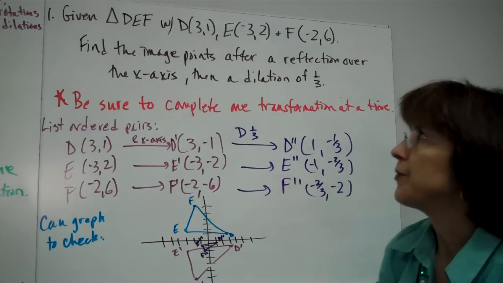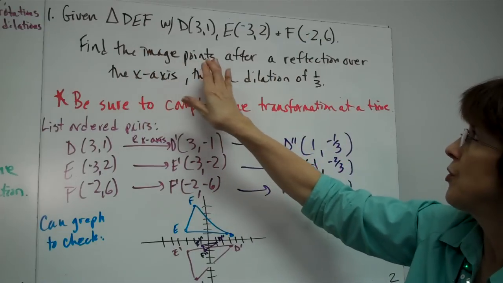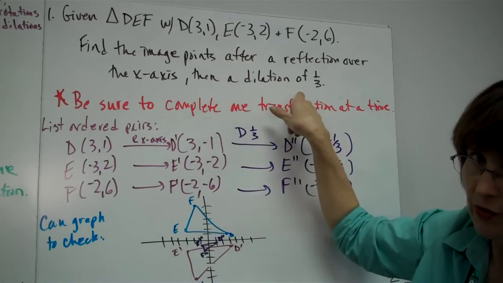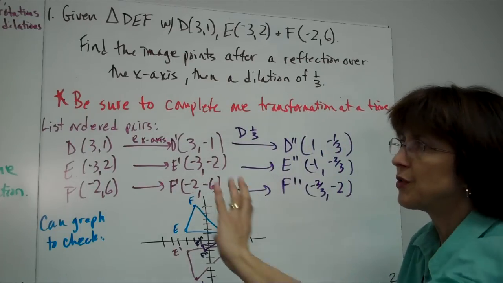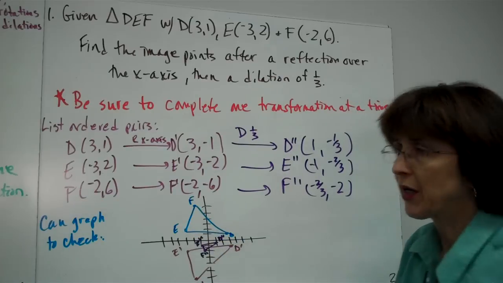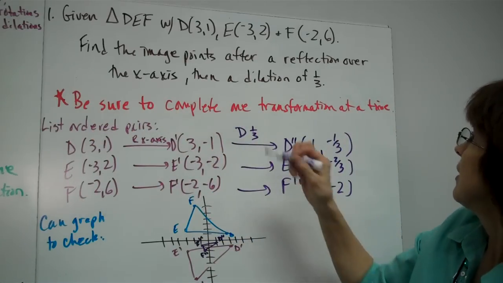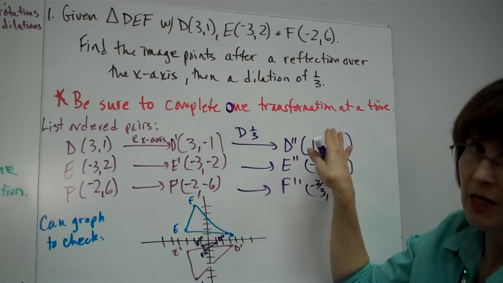Okay, first example. You're given a triangle DEF, you have all these points. You want to find the image points after you reflect it over the x-axis and then you dilate it by 1/3. Don't worry about the graph first. The first thing you want to do is get the ordered pairs written up as they are in a column. Be sure to complete one transformation at a time.